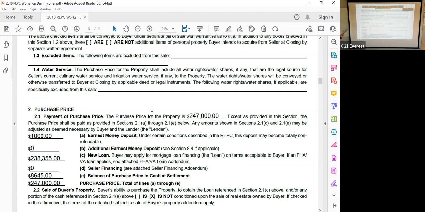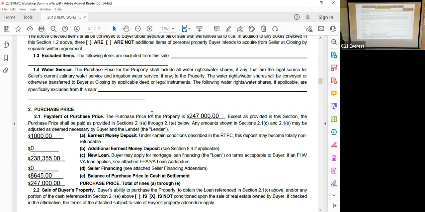In the water service section, it says that the purchase price will include any water shares or water rights that are a legal source of the property, okay? So automatically, everything is going to be included, unless excluded on that blank line.